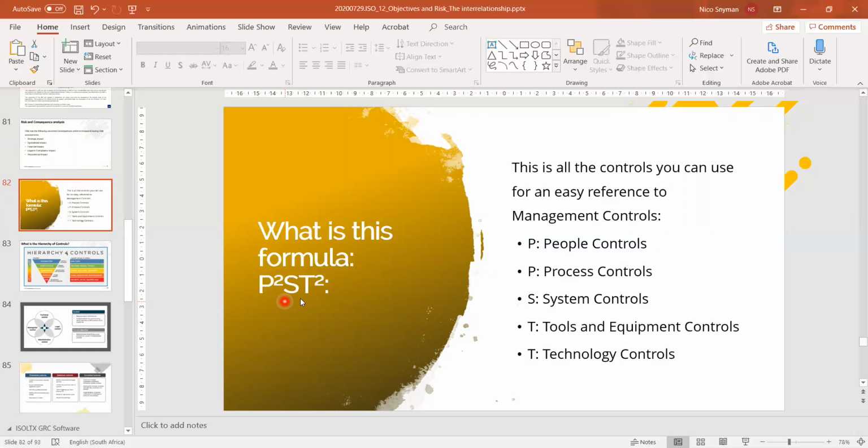All of these controls have to do with, one P stands for people controls. The second P stands for process controls. The S is for system controls. What kind of systems do you have in place? T stands for tools and equipment controls. And the last T is for technology. What kind of controls do you have in all of these?